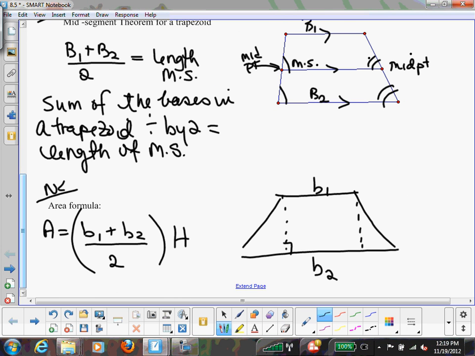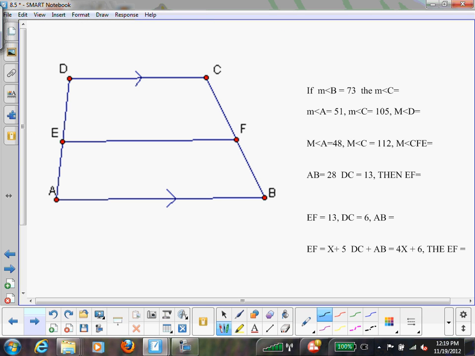Kind of funny how many people forget the formula for a trapezoid. I don't know why.